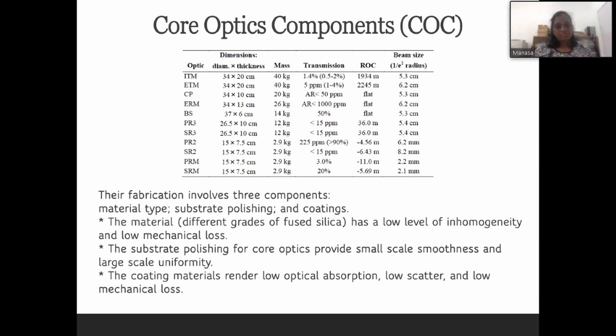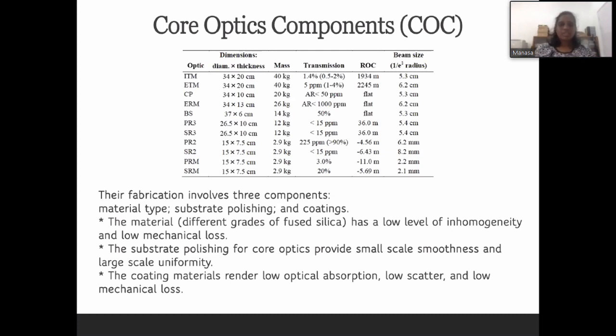And when it comes to coating materials, it is important that the optical parameters in terms of transmission and radius of curvature of these mirrors are very important, because even a few ppm change or a few percentage deflection from the transmission parameter leads to increase in thermal noise and scattering and mechanical losses in the mirror. So these parameters have to follow a very strict guideline.